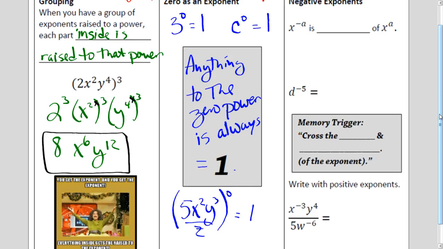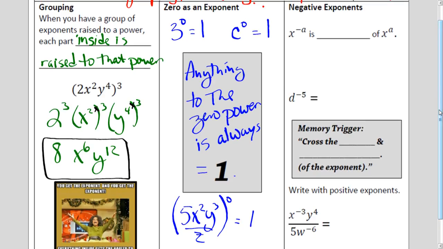And then over here for negative exponents, let's go ahead and change the color again. Okay, remember x to the opposite of a power is the reciprocal of x to the a power. So x to the opposite of a is equal to, what's the reciprocal of this? Remember, technically that's over 1, so the reciprocal of that would be this. So if I have d to the negative 5th, that's really 1 over d to the 5th power.